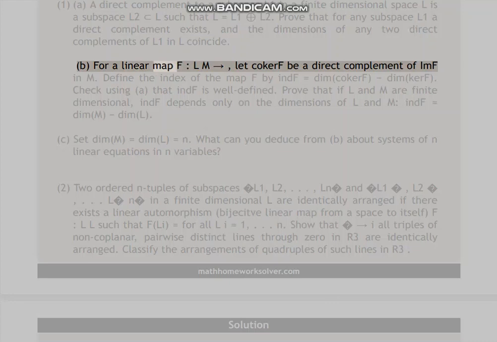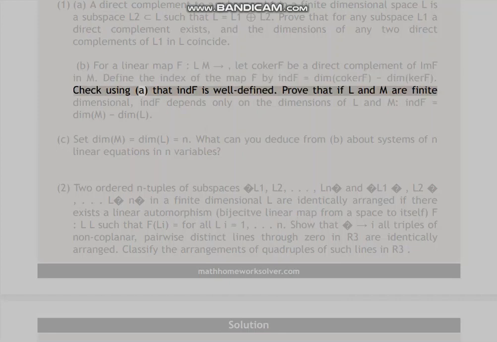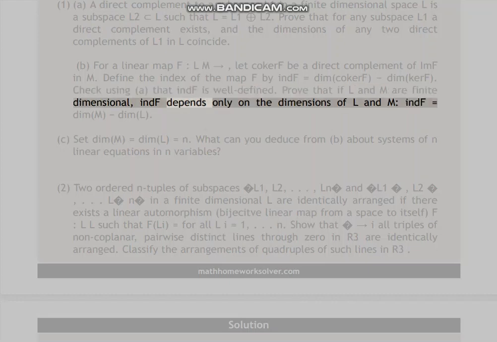B. For a linear map F: L → M, let Coker F be a direct complement of Im F in M. Define the index of the map F by Ind F equals dim Coker F minus dim Ker F. Check using A that Ind F is well defined. Prove that if L and M are finite dimensional, Ind F depends only on the dimensions of L and M: Ind F equals dim M minus dim L.